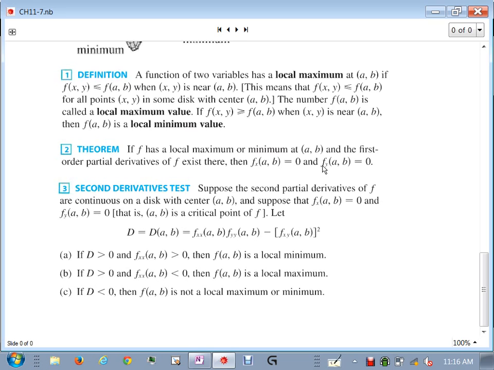That's what we're computing. And then I'll put over here what the results are. If we have d is positive and second partial with respect to x is positive, we'll have a local min. If d is positive, second partial with respect to x is negative, we have a local max. And if d is negative, we have what we call a saddle point.